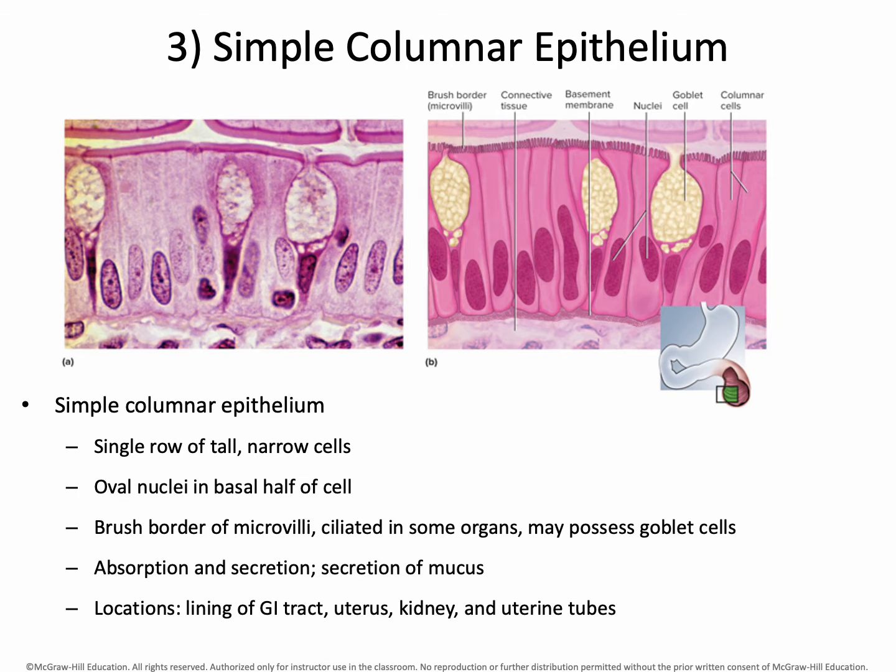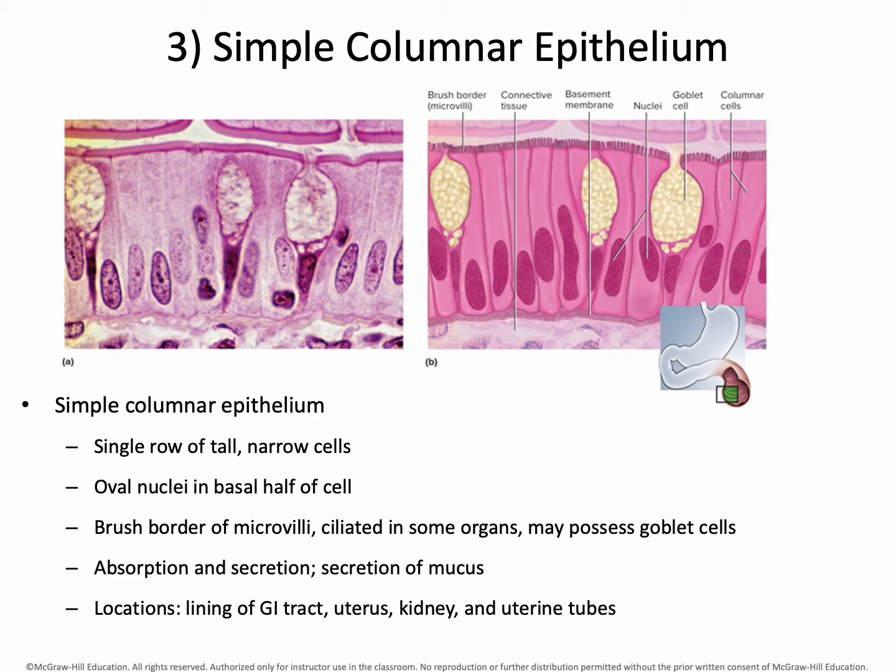Simple columnar epithelia, again, the nuclei pretty much line up. They're about the same spots in the cell. You can have goblet cells in simple columnar epithelia. A lot of simple columnar epithelia is associated with the digestive tract, and you're secreting mucus and stuff into the digestive tract. Now, what you see with simple columnar epithelia is what they call the brush border, which is microvilli.